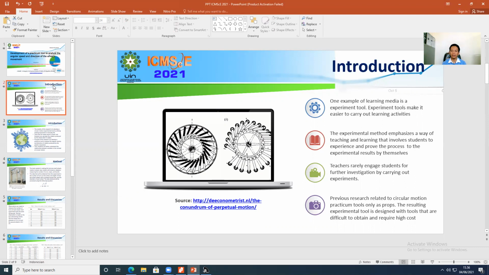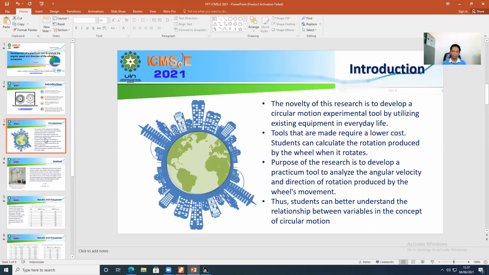Previous research related to circular motion practicum tools was only as proof. The resulting experimental tool is designed with tools that are difficult to obtain and require high costs. The novelty of this research is to develop a circular motion experimental tool by utilizing existing equipment in everyday life. Tools that are made require a lower cost. Students can calculate the rotation produced by the wheel when it rotates.